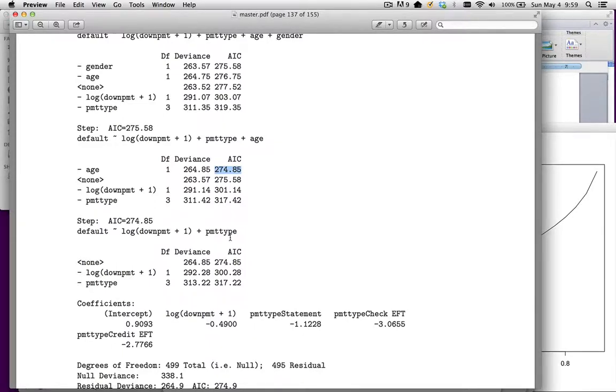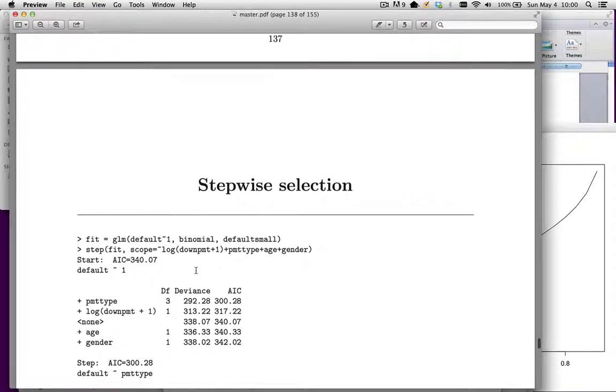What do we consider next? We've got two things left. If I get rid of either of these variables, my AIC goes way up, so the algorithm stops. One thing to note is step is smart enough to know that payment type is really a set of 3 dummies. In essence, it's doing a likelihood ratio type thing, subtracting the deviance for the reduced model without those 3 from the deviance of the full model. So that's one example.